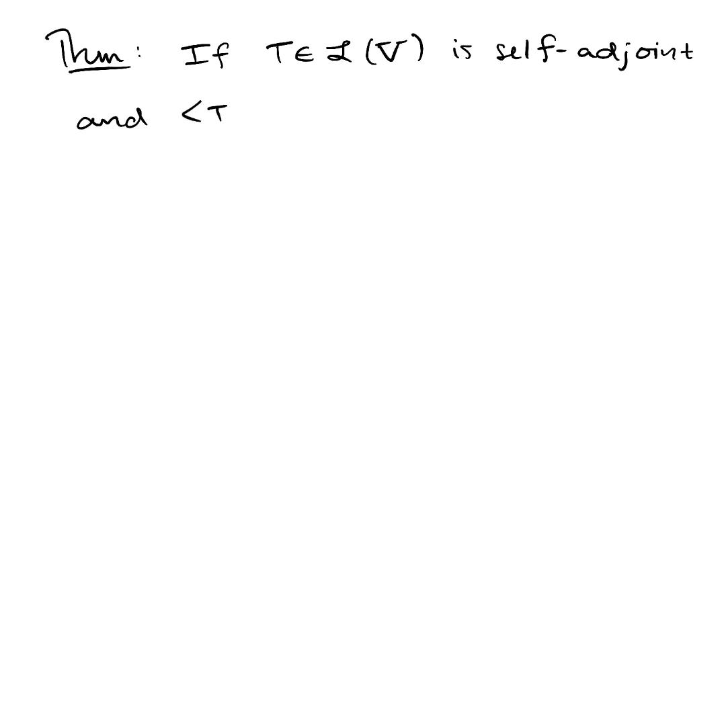Second theorem. If T, a linear operator on V, is self-adjoint, and Tv ends up orthogonal to v for every vector in the inner product space, then T equals 0.